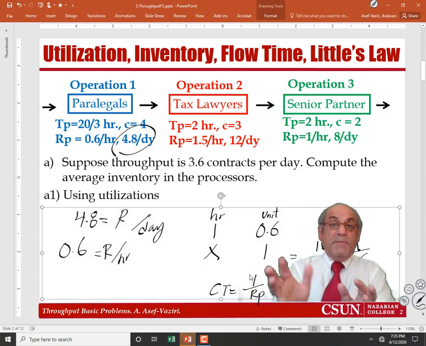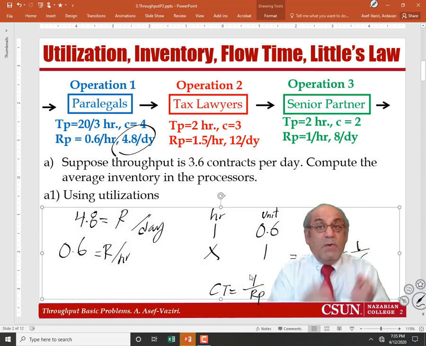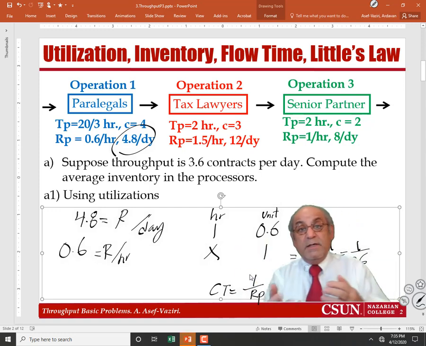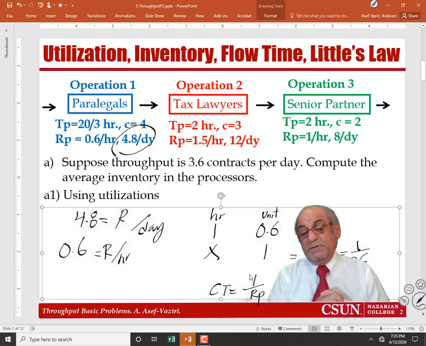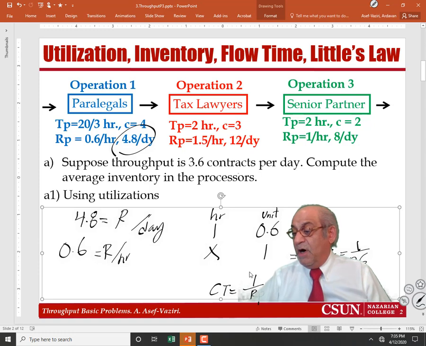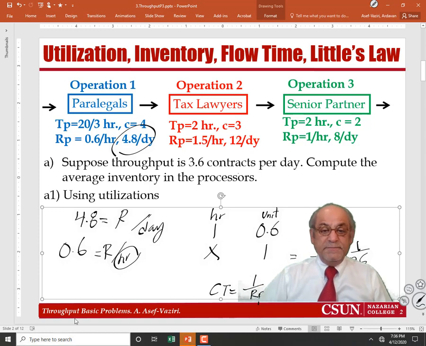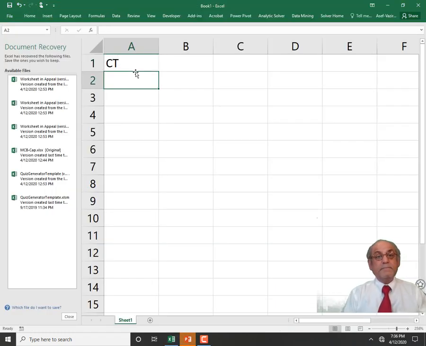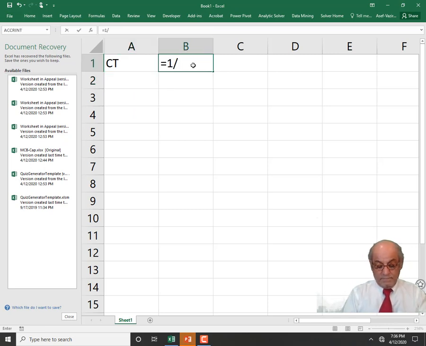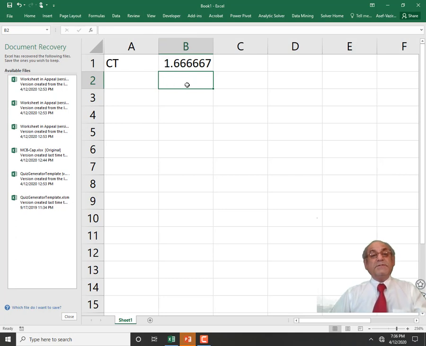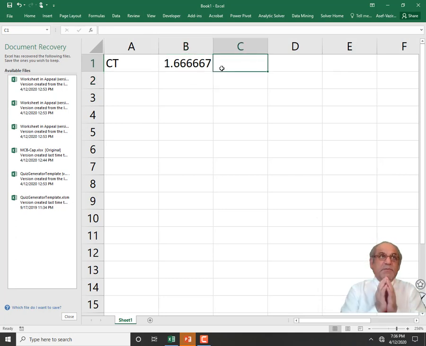Depending on what terms RP is stated in: hour, minute, second, day, week, months, whatever, cycle time will also be stated in the same terms. In this situation, RP was defined per hour. Therefore, cycle time would be in hours. 1 divided by 0.6 hours is 1.666667, that is cycle time. Every 1.666667 hours, we can produce one product. We can produce one product in this time period.